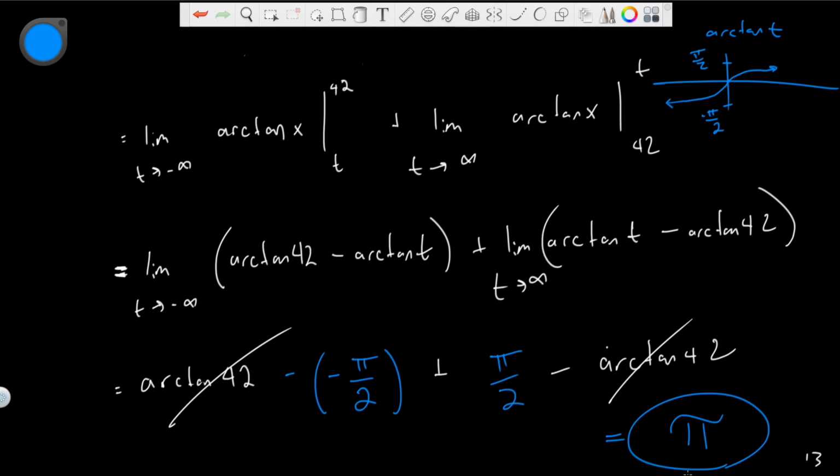pi. And notice that it wouldn't have mattered if we chose 0, or if we chose 43, or if we chose 47, or if we chose 1,621, or negative 1,621. We would have gotten arctan of all those numbers, the opposite of that number, and they would have canceled. And the only thing that mattered here was that arctan of t, and we would have gotten pi, regardless of how we chose to do this.